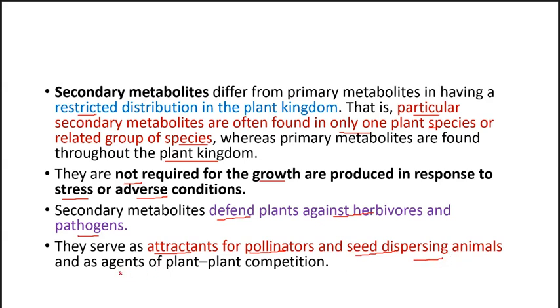And they act as an agent for plant competition. Some plants will synthesize a kind of secondary metabolite and spread it in the whole area, and will not allow the plants living nearby to grow. Some plants release a secondary metabolite which acts in the nearby areas and does not allow other kinds of plants to grow in that area. In that way they act as an agent of plant competition.